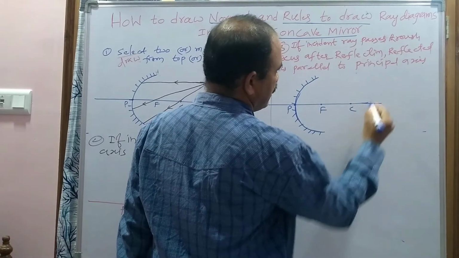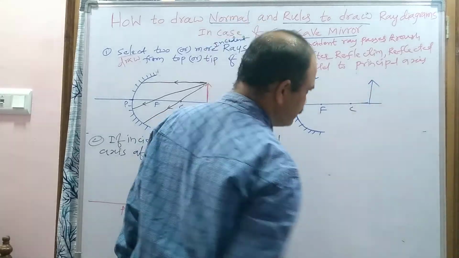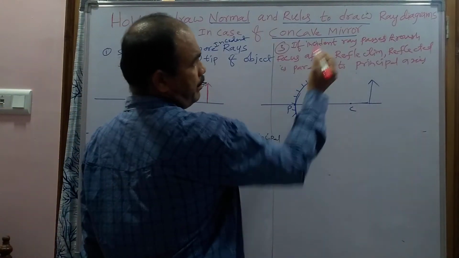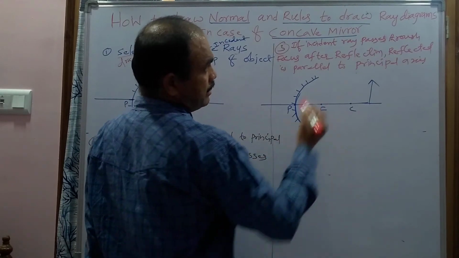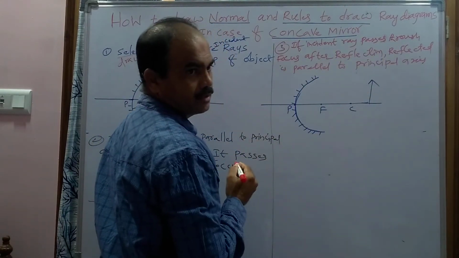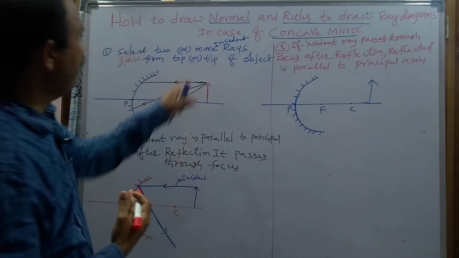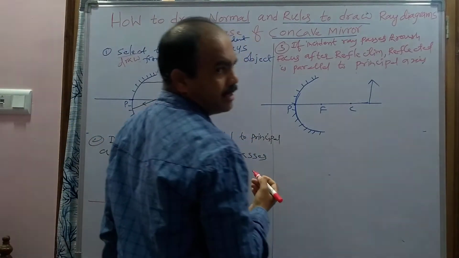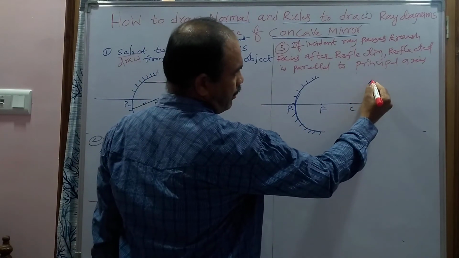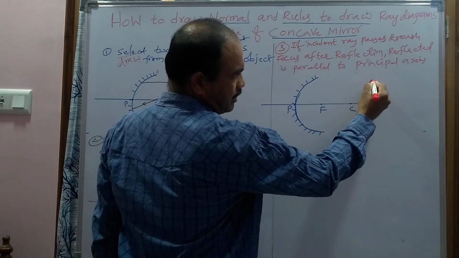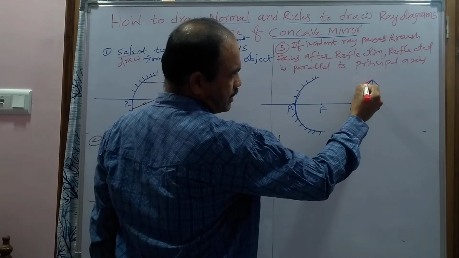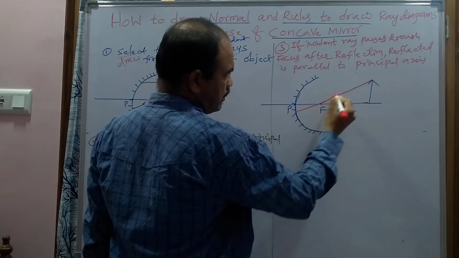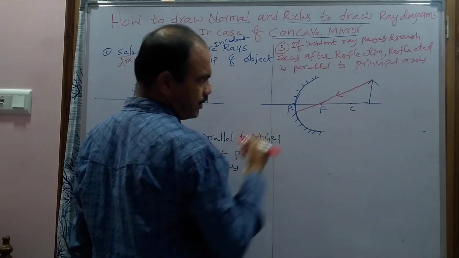Now consider, here is the object. Which type of incident ray do I have to select? The incident ray that passes through the focus. From where do we select it? According to the first rule, it must be selected from the top. Now I am drawing the incident ray selected from the top of the object, and it must pass through the focus.